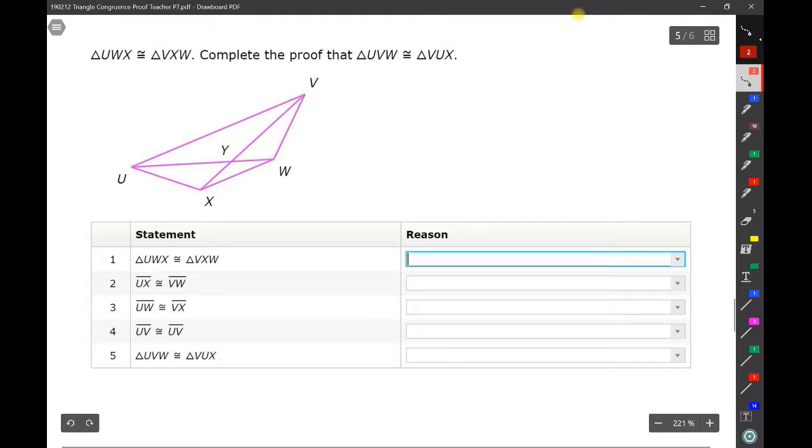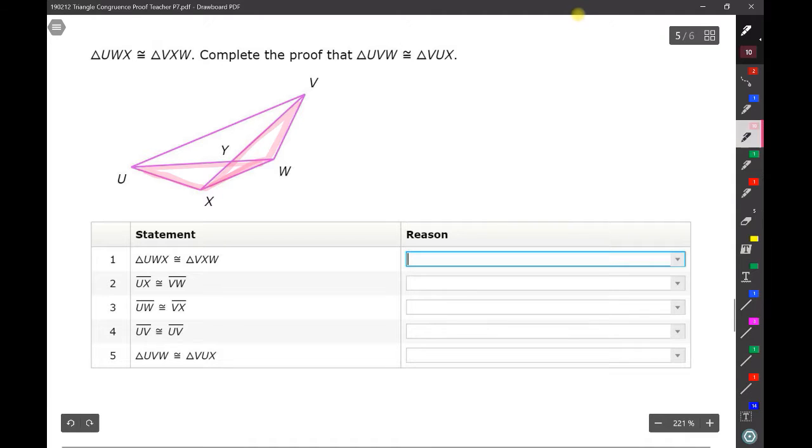Here's our given information for this question. You can see that we're already given a pair of congruent triangles. Triangle UWX is congruent to triangle VXW. I'm going to highlight those two just so you can see the ones that are already congruent to each other. That's triangle UWX, that's this one here, is congruent to triangle VXW. That's this one here. Okay, we already know that those two triangles are congruent. That's based on the given.